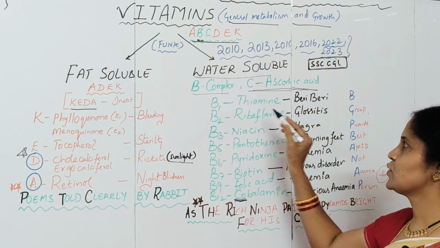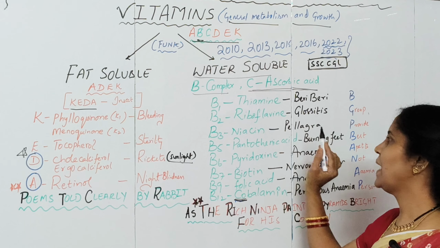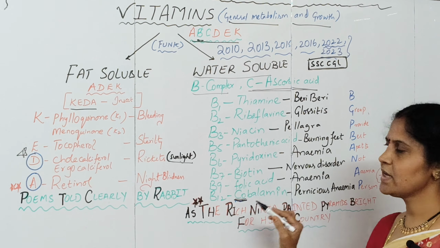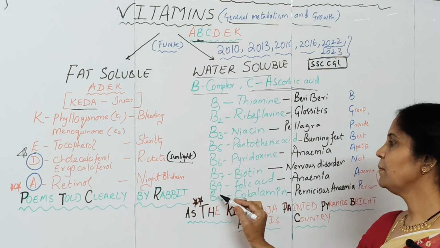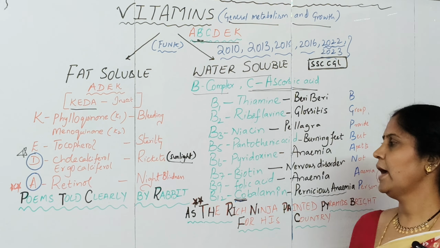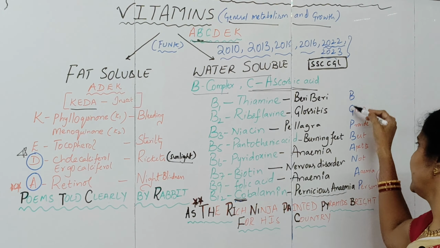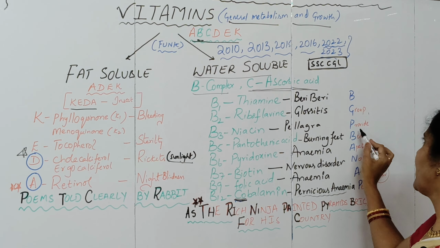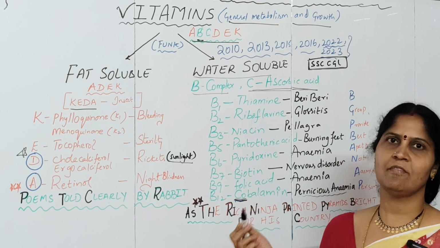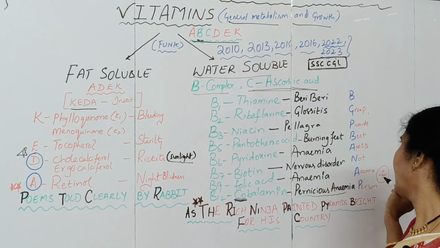Then coming to the associated deficiencies, B1 deficiency leads to beriberi, B2 deficiency leads to glossitis, B3 pellagra, B5 burning feet, B6 leads to anemia, B7 leads to nervous disorders, B9 deficiency causes anemia, B12 deficiency causes a particular type of anemia which is called pernicious anemia. In order to memorize all these very easily, we have a particular sentence: B group provide best appetite, not anemia for person. You can just remember this to recall all the deficiencies in an easy way.